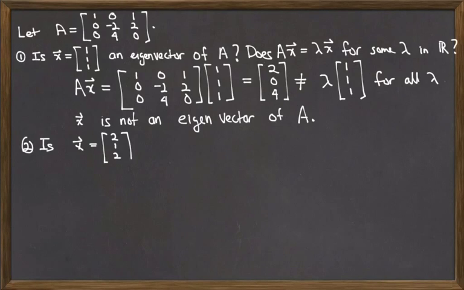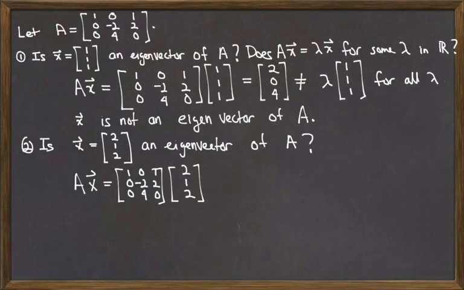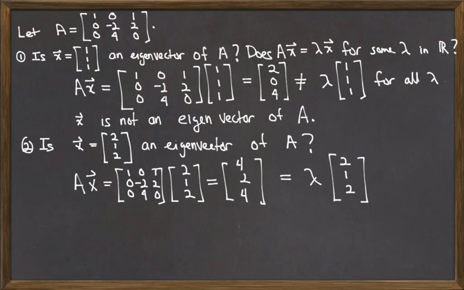Let's try a different vector. Let's ask whether or not this vector x, which is equal to 2, 1, 2, is an eigenvector of A. So let's try. We'll take A times x, multiply them together, carry out the computation, you get 4, 2, 4. And the question is whether or not this is a multiple of my original vector x. So is there a lambda here that when I multiply my original 2, 1, 2 by lambda, it gives me the vector that I get as a result from matrix multiplication with A, 4, 2, 4.